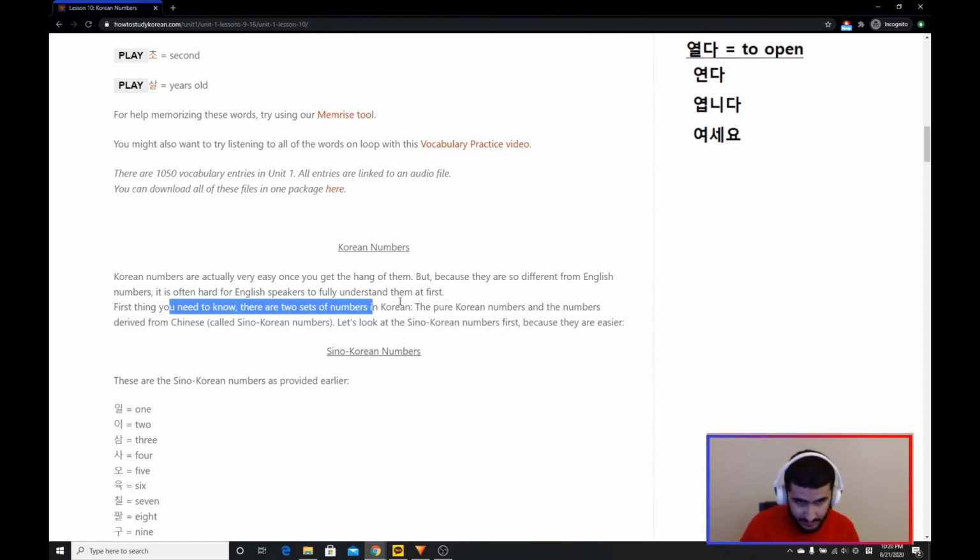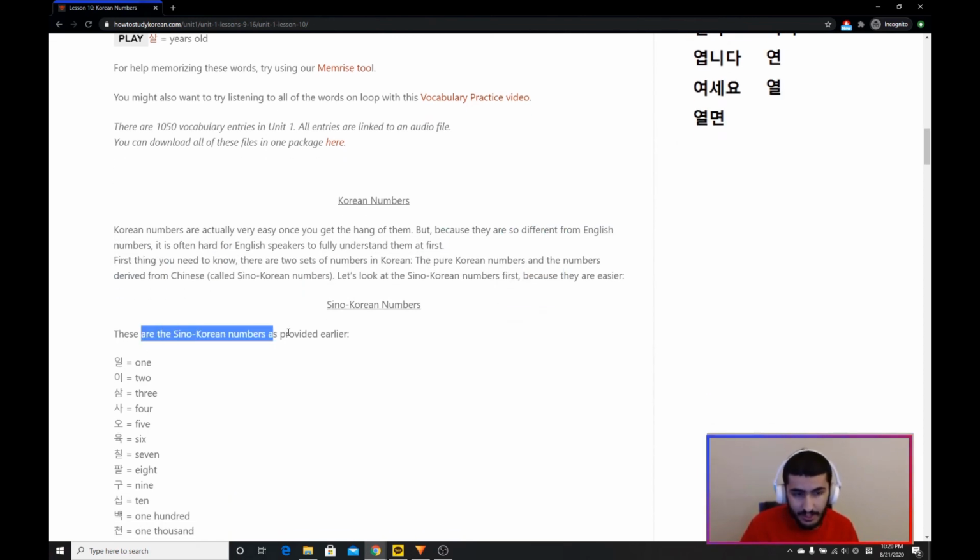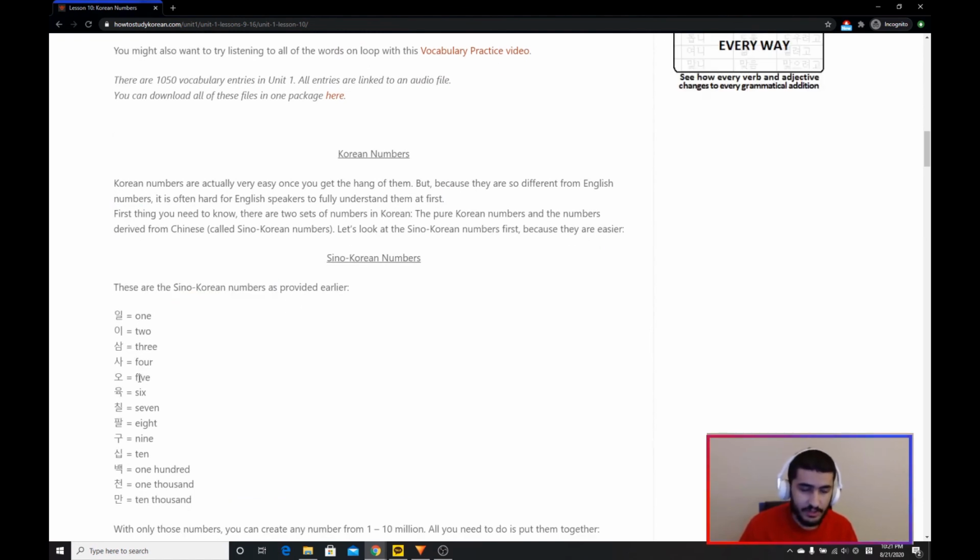First things you need to know. There's 2 sets of numbers. We talked about this. The Sino-Korean numbers. 1, 2, 3, 4, 5. I should probably go slower. 1 is 일. 2 is 이, 3 is 삼, 4 is 사.